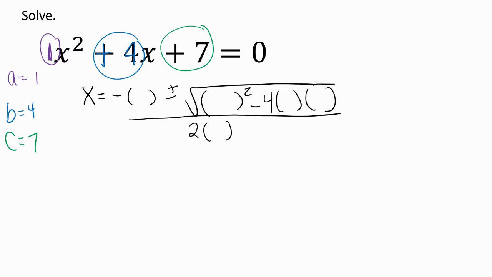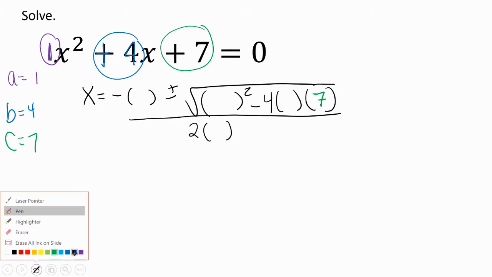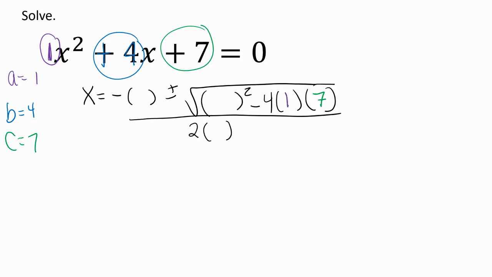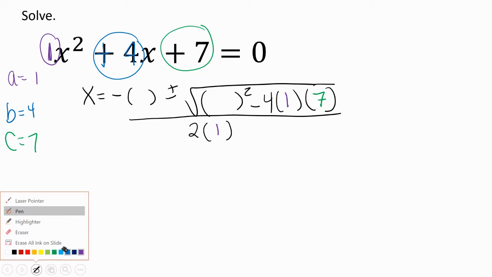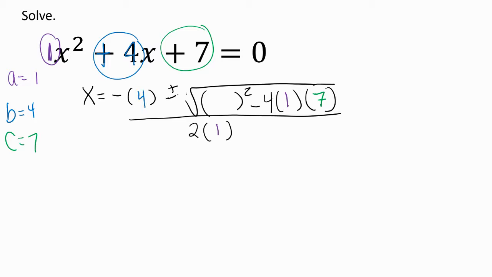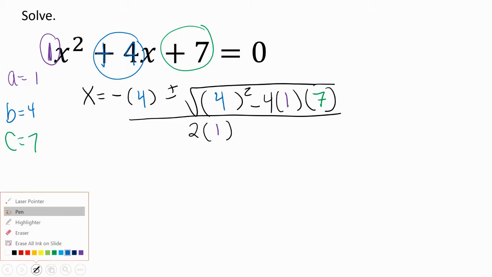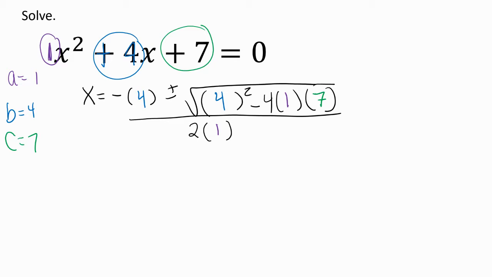All right, since I already have green, I'm going to go ahead and put the 7 over here at the end because that's where the c goes. The a is going to go here and here, and the b is in the first spot. So it's going to be 4 here and 4 here. All right, now we're going to go ahead and simplify this.